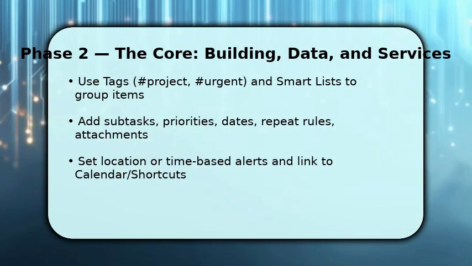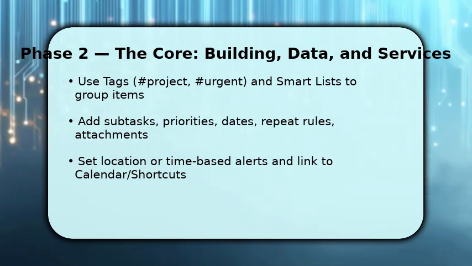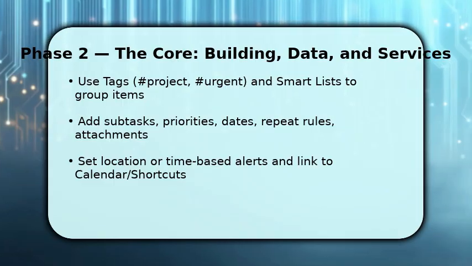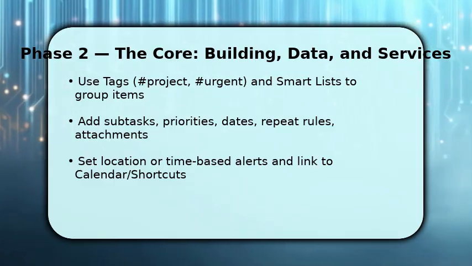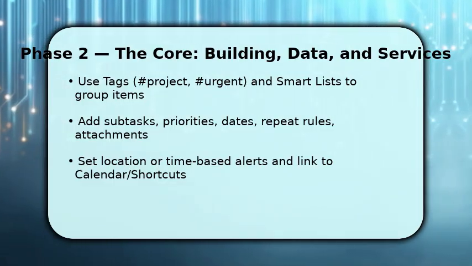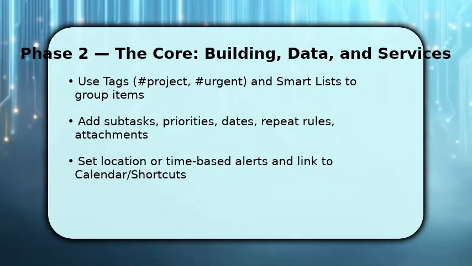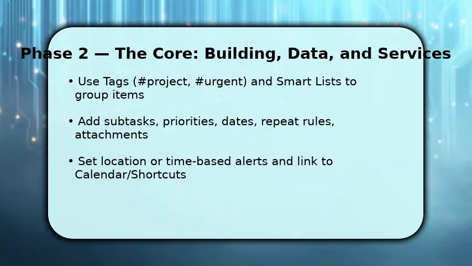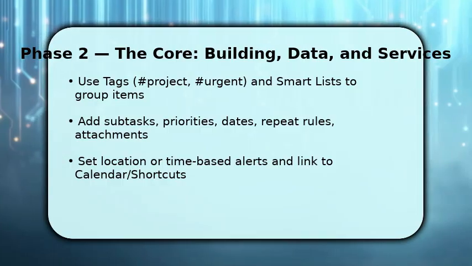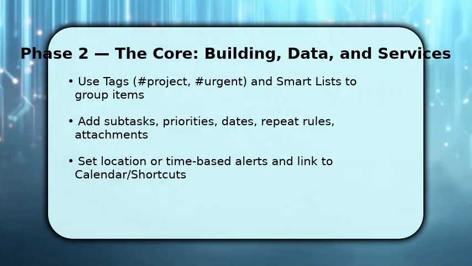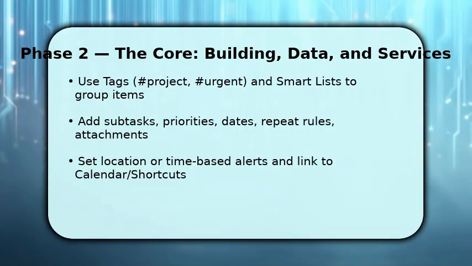Now focus on structure and automation. Add tags to tasks, for example hash project or hash urgent, then create smart lists that pull items by tag, date, or priority so you see what matters. Break big tasks into subtasks and assign priorities, dates, repeat rules, and attachments to keep context together.